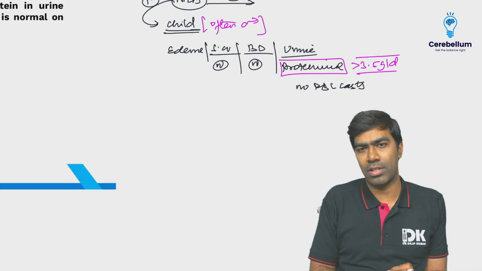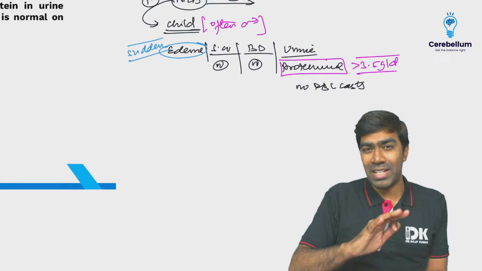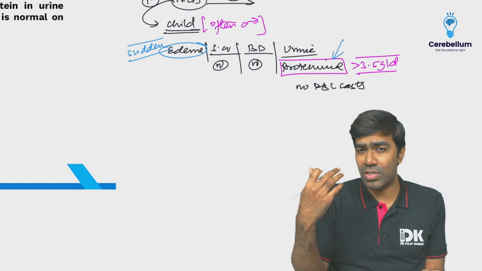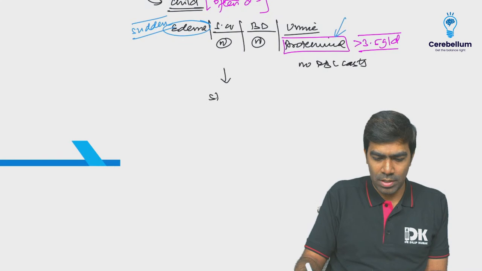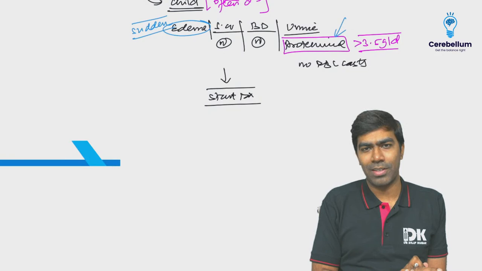The only problem will be edema, and this will be a sudden onset edema. All of a sudden, the child will swell up. That worries the mother so much that she brings the child to the hospital. You look at the urine, the child will have severe proteinuria. Everything else is okay. So what are you going to do? You start therapy, because this is a classic presentation of minimal change disease. 80 to 90% of children with nephrotic syndrome will have minimal change disease only. So start therapy straight away.